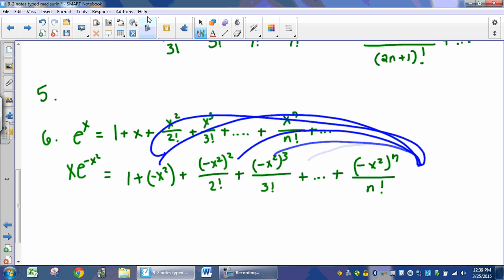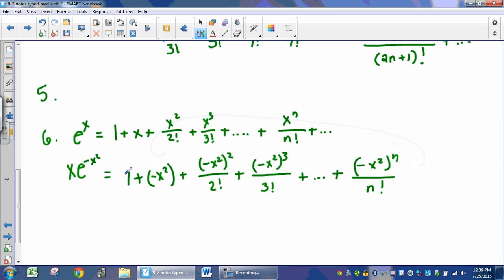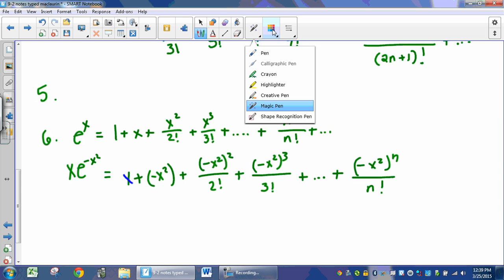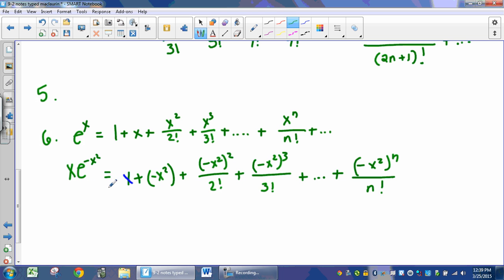So what does that really mean? It just means 1 really becomes x. So if you want, write it like this, which really is x plus, well, negative x squared times x is negative x to the 3rd. So you could make that minus x to the third. Then negative x squared squared is really x to the fourth, times x, which is x to the fifth. Negative x squared cubed is negative x to the sixth, times x is negative x to the seventh.